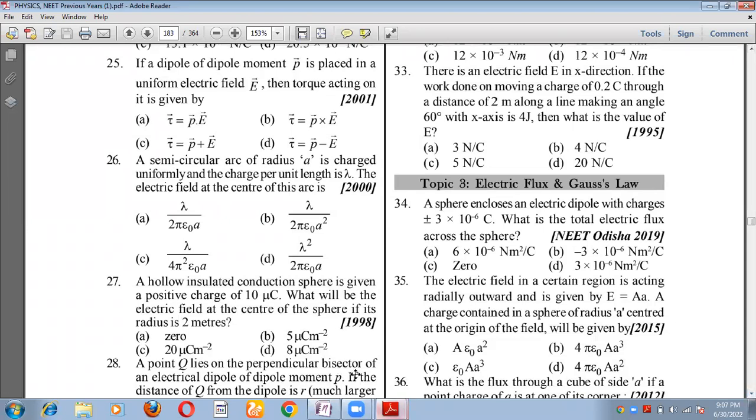Am I audible to everyone? Hanifa, Krishna, Samaira? Yes, sir. Okay. So a semicircular arc of radius A is charged uniformly, and the charge per unit length is lambda. The electric field at the center of this arc is. So we have to find the electric field at the center of the arc.